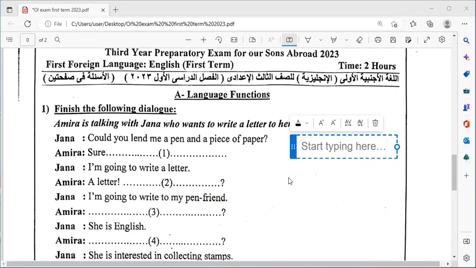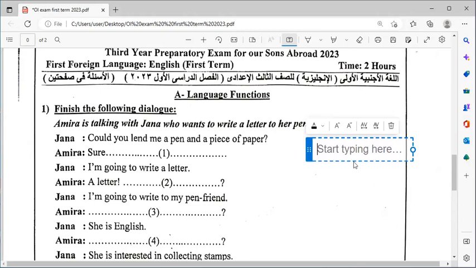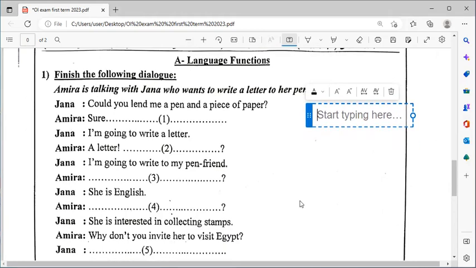Finish the following dialogue. Amira is talking with Jenna, who wants to write a letter to her pen friend Jane. As I told you, my dear students, before that, we have to read the whole dialogue as a whole before we start answering.